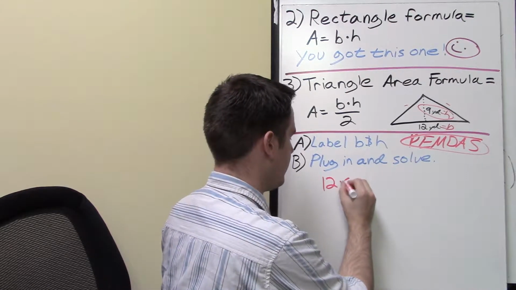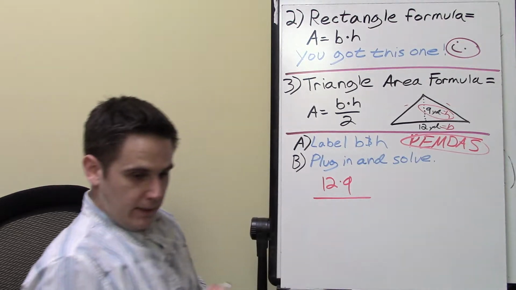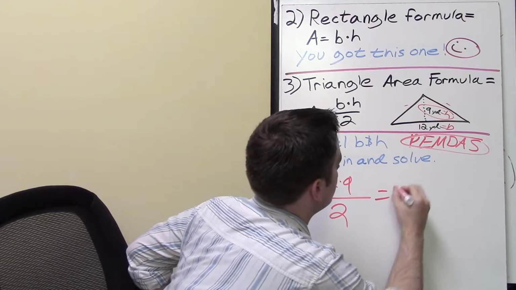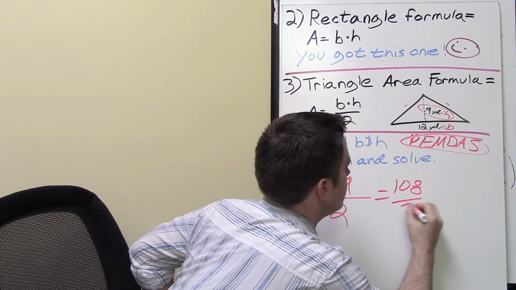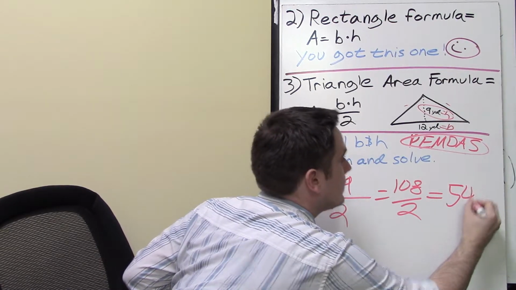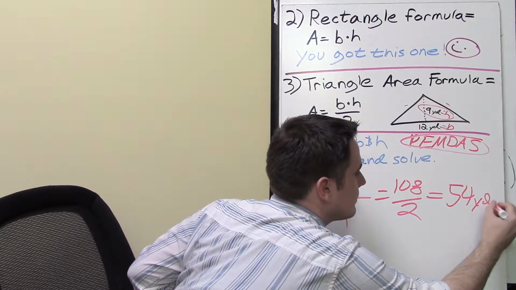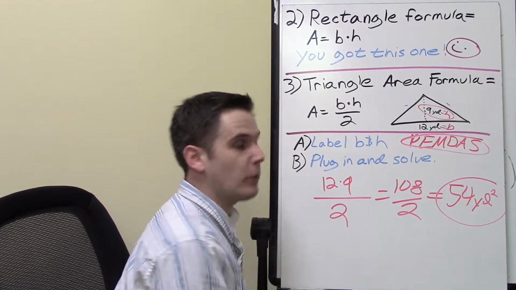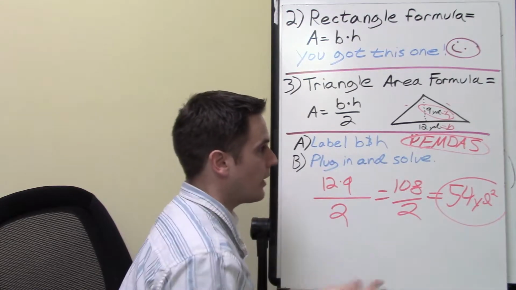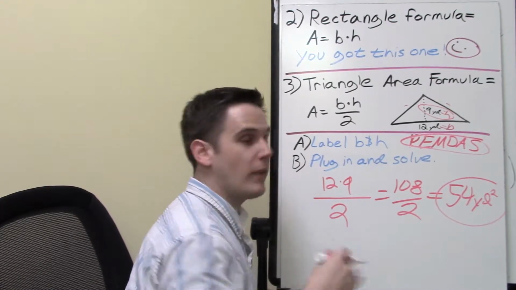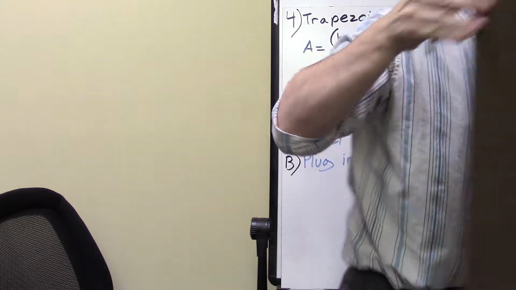So 12 times 9 divided by 2. 12 times 9 equals 108. Divide that by 2, and you get 54 yards squared. Just like that. You just plug in the formula and follow it. So squares and rectangles, base times height, done. Triangles, base times height, divide by 2. Number 3, or sorry, that was 3. Number 4.